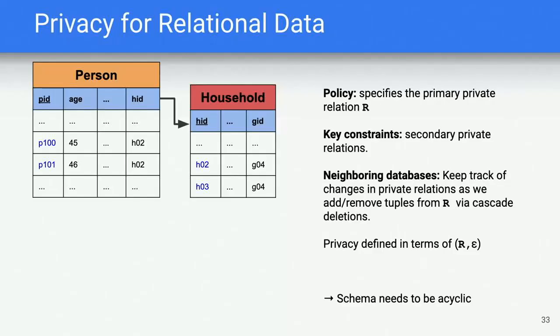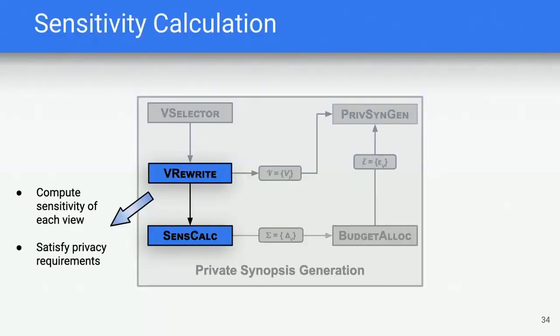Okay. So this is how we define privacy. Privacy now is not only defined on an epsilon, but on a rho, epsilon, where rho is the primary private relation. A caveat here is that the schema needs to be acyclic. If I have cycles in my schema, this doesn't work anymore. Okay. And with this in mind, we can now go back to how we would do sensitivity.